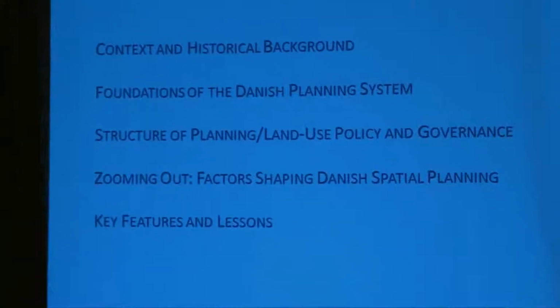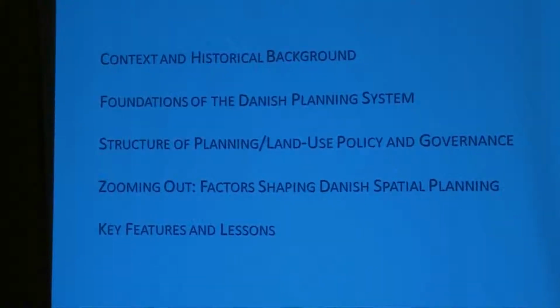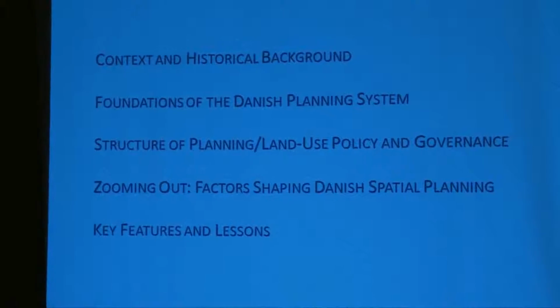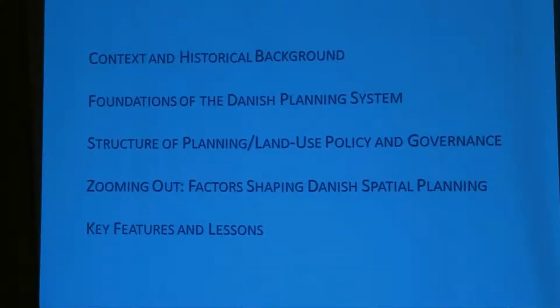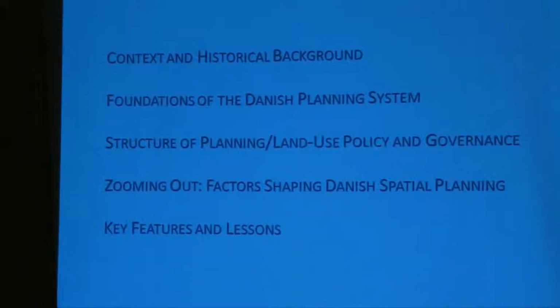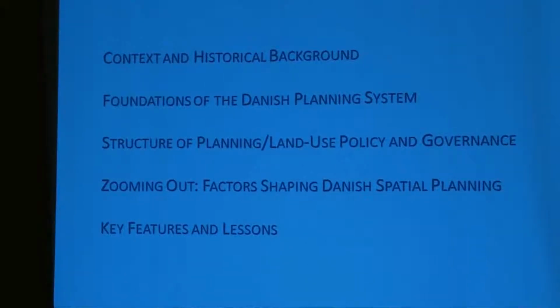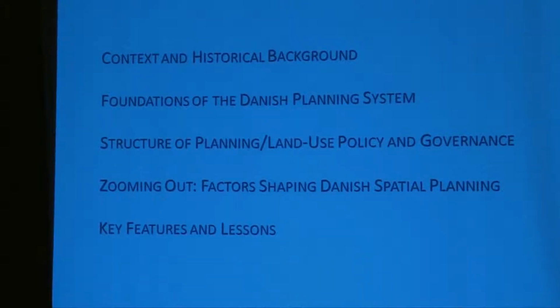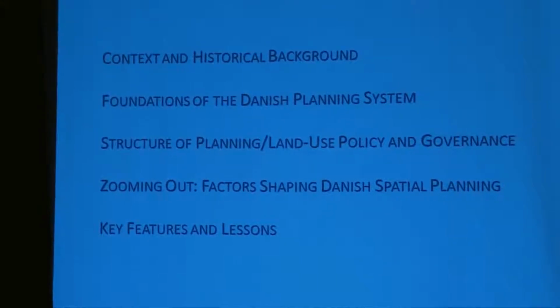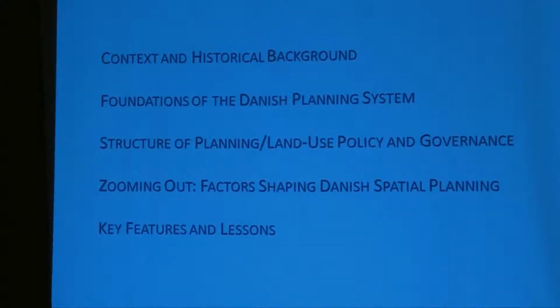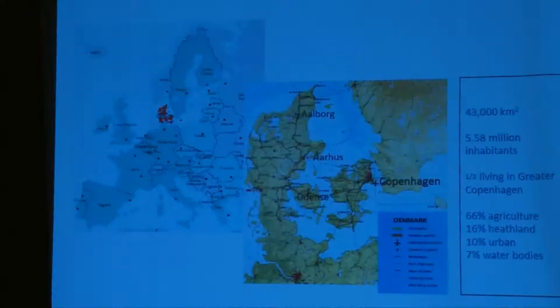I'll be dividing my presentation into 5 core themes: the context, historical background, and foundations of the Danish planning system. I'll be talking about planning at different scales, not only the national strategy, but also what's happening at the regional and municipal level. Thereafter, the structure of planning and land use policy and governance. Then zooming out and addressing some of the factors shaping Danish spatial planning, which are also applicable to some other European countries, and wrapping it up with key features and lessons.